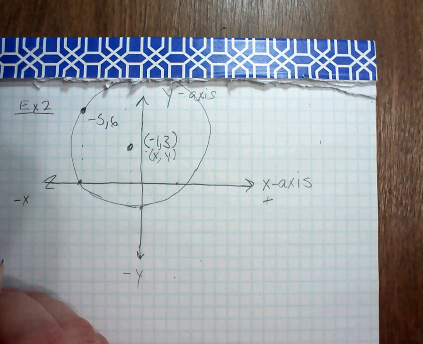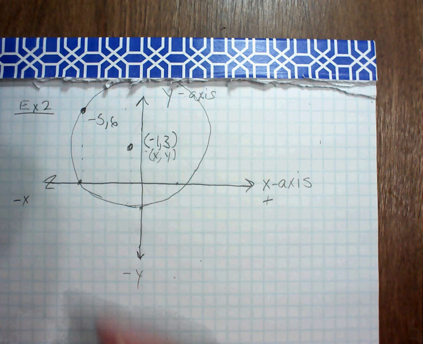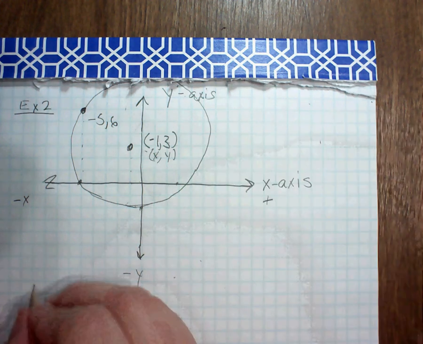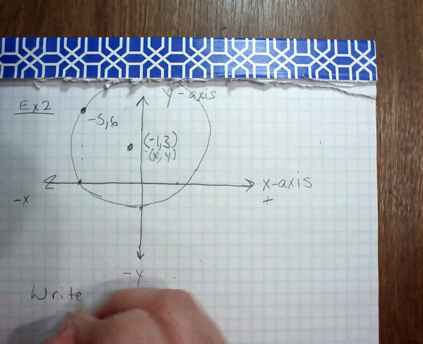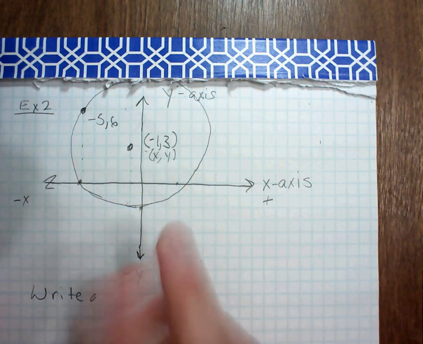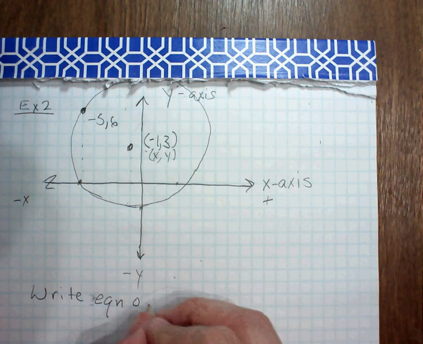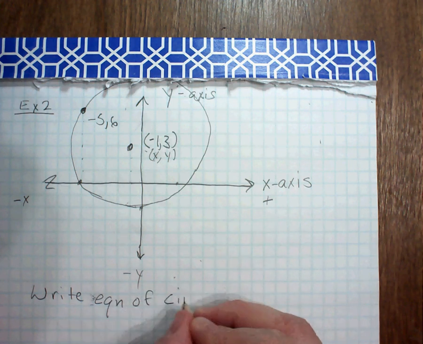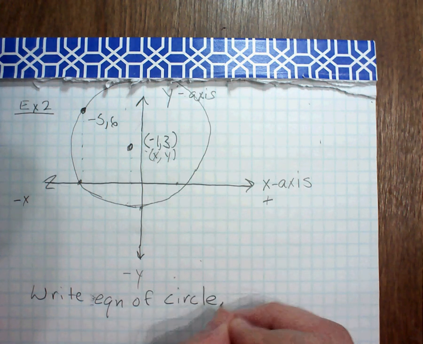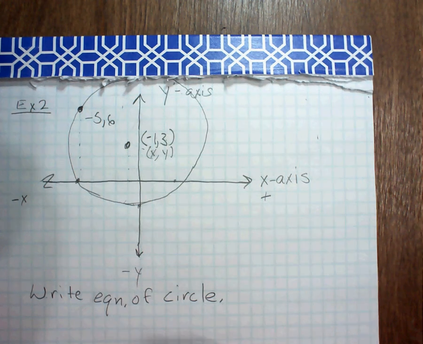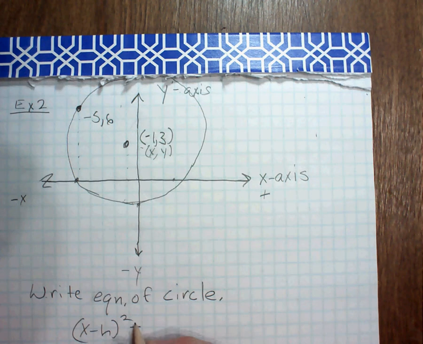Now I'm asked to write the equation of the circle. Okay? So I'm asked to figure out the equation of the circle. That's what we're told to do. So then I need x minus h squared plus y minus k squared equals r squared. Right?